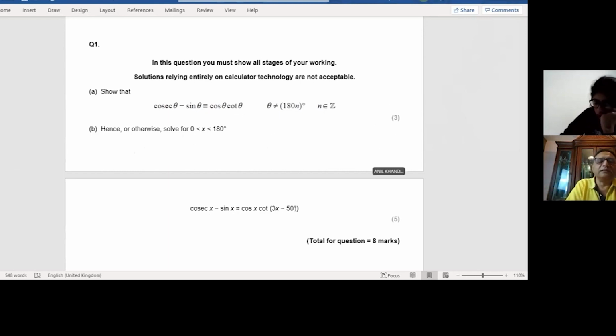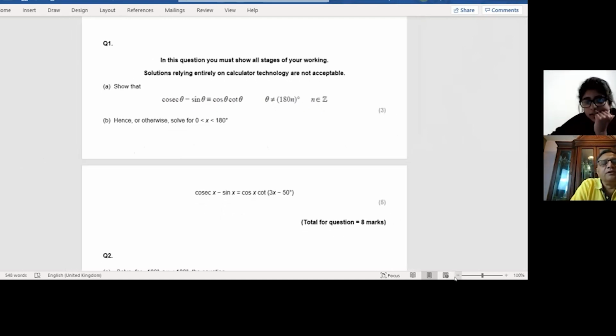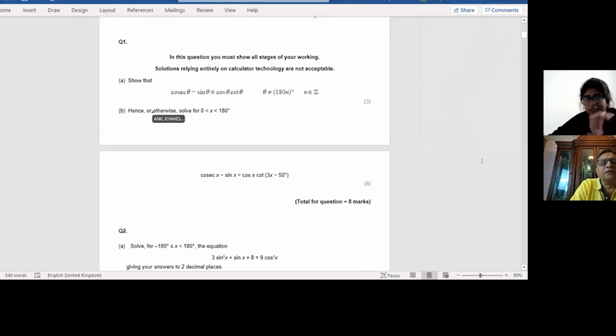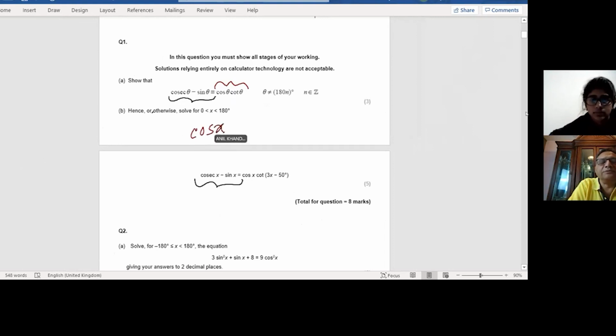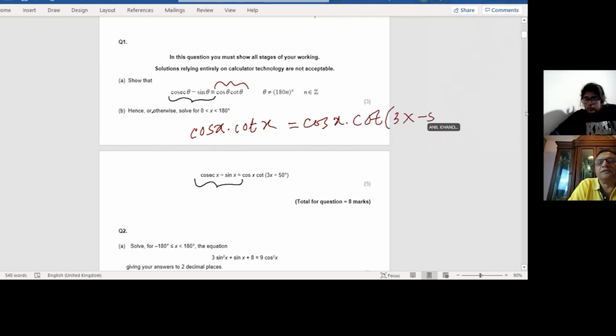Let me erase this and write nicely. So we have this cosecant x. This left side is cosecant x minus sine x, correct? We proved in part A that this is actually equal to the product of cos and cot of this angle. So let me write this as cos x times cotangent x. So we get this equation as equal to cos x times cotangent of 3x minus 50 degrees. Is that clear to you?